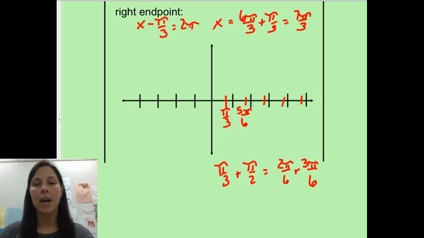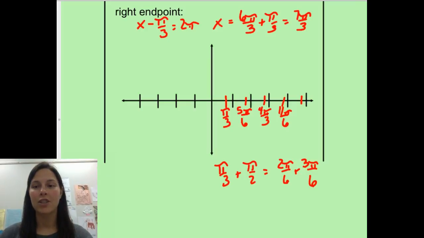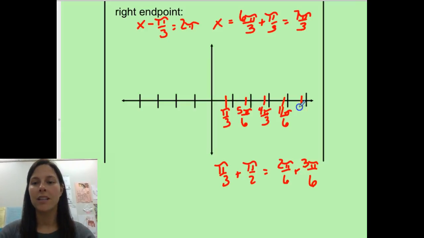Adding another 3 pi over 6, or the pi over 2, I get 8 pi over 6, which simplifies to 4 pi over 3. Adding another 3 pi over 6, I get 11 pi over 6, because remember I'm adding it to the 8 pi over 6 that I just had. Adding 3 pi over 6 again, I get 14 pi over 6, which simplifies to 7 pi over 3.